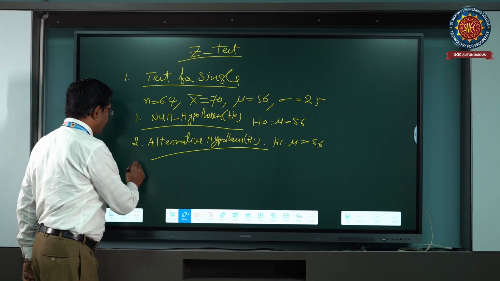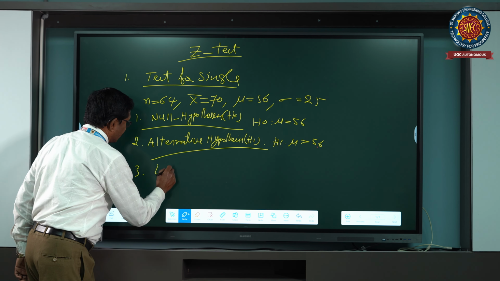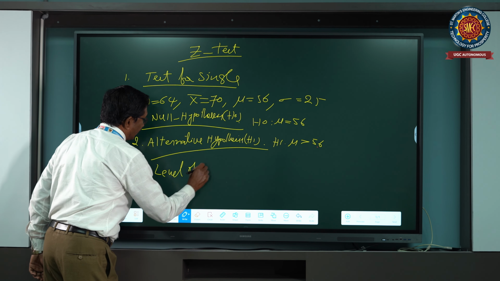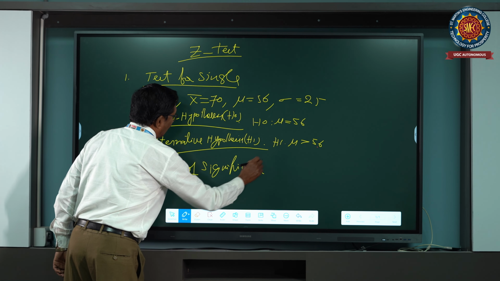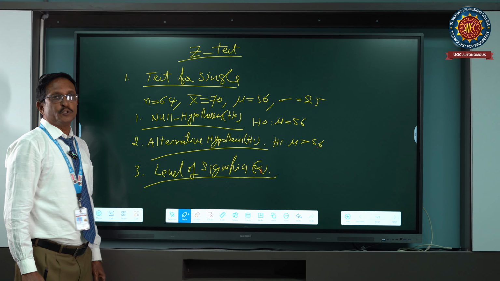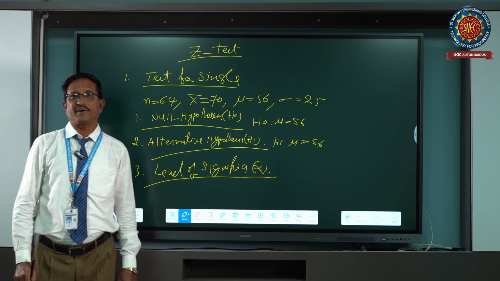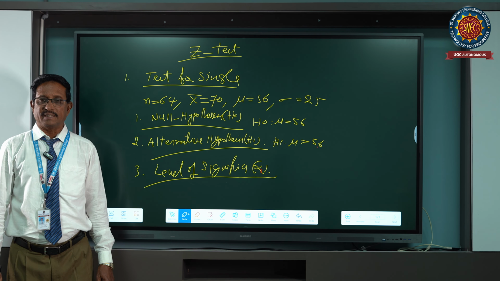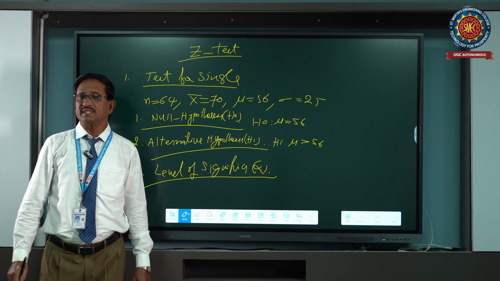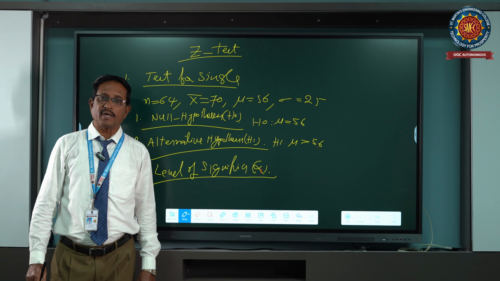Next one, the third step is the level of significance alpha. Choose an appropriate level of significance alpha at 5% or 1% or 10%. If no percentage is given, we will go for 5%.